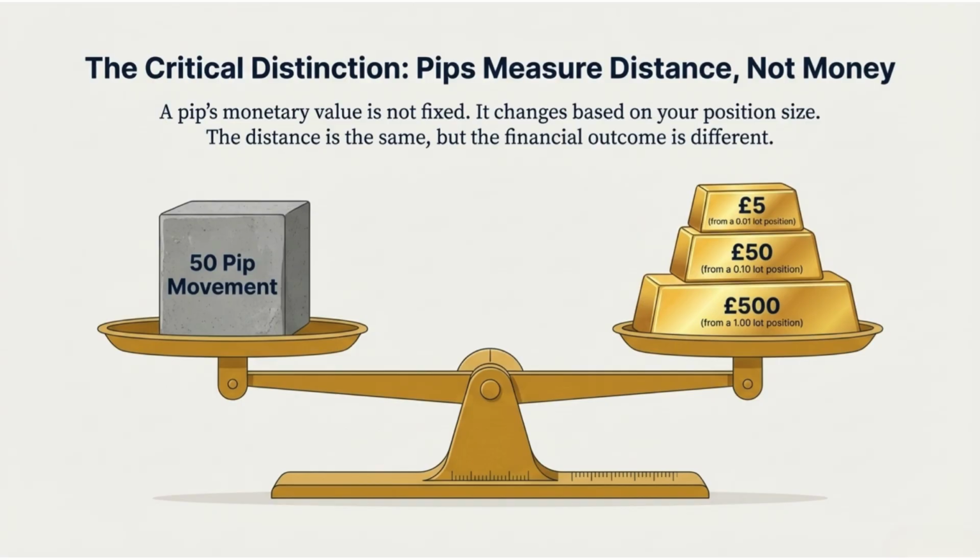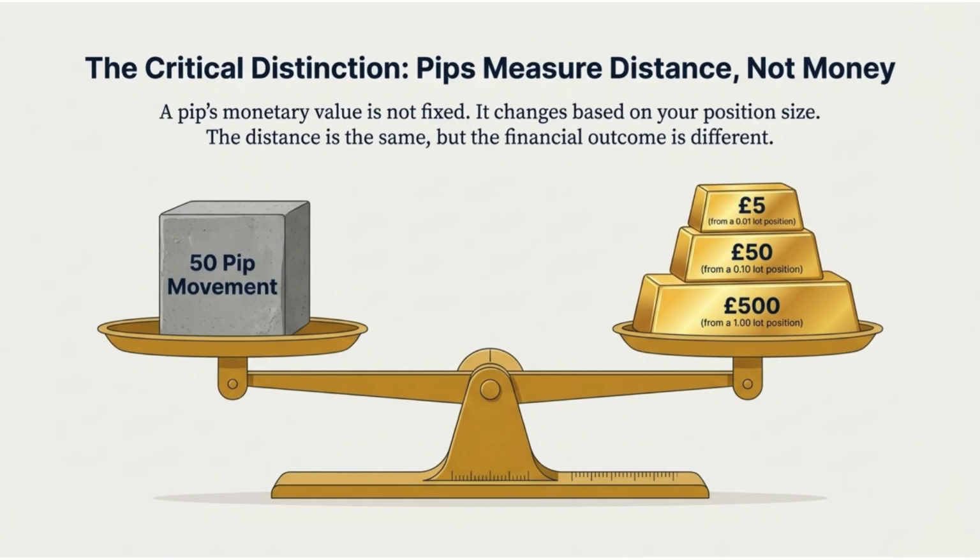Let's run through the specific illustrative example you provided in the sources because it makes this distinction crystal clear. We are going to look at the exact same identical 50 pip movement, but see how the outcome changes based on the trader's lot size. Let's do it. So let's assume you're trading the smallest available position size, which is known as a micro lot, or 0.01 lots. That 50 pip movement, the one that everyone recognizes, results in only about 5 units of your account currency in profit or loss. $5 or £5, very small.